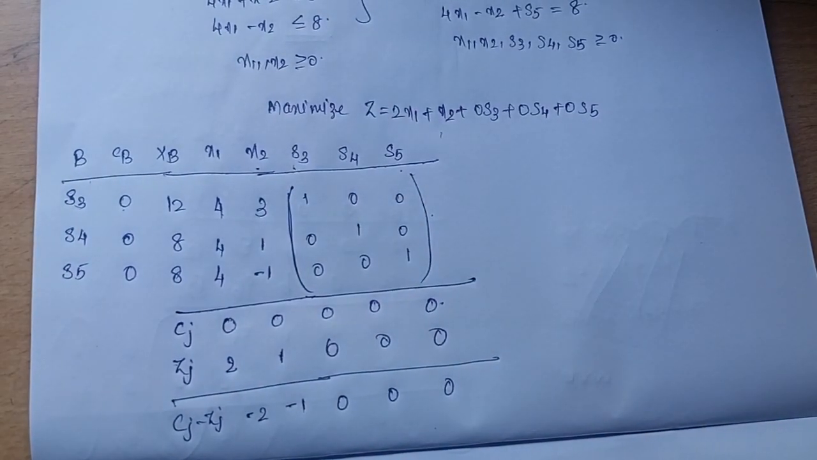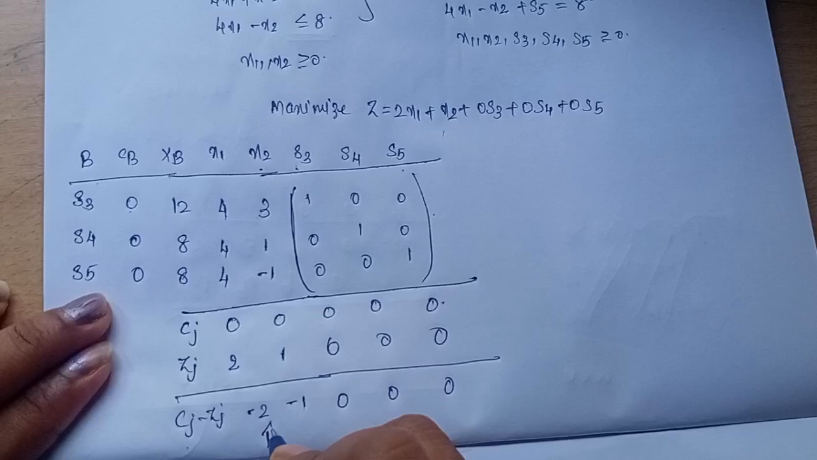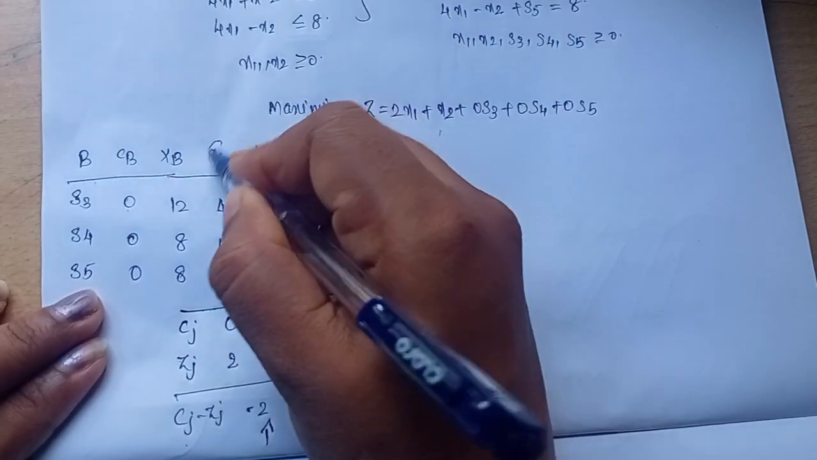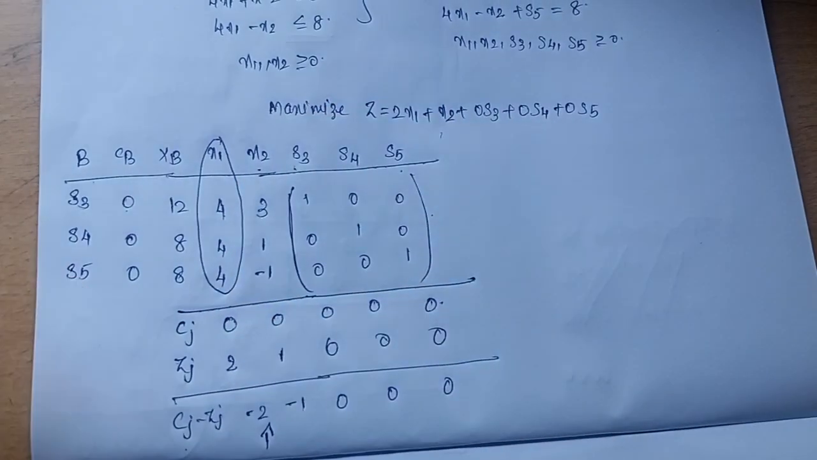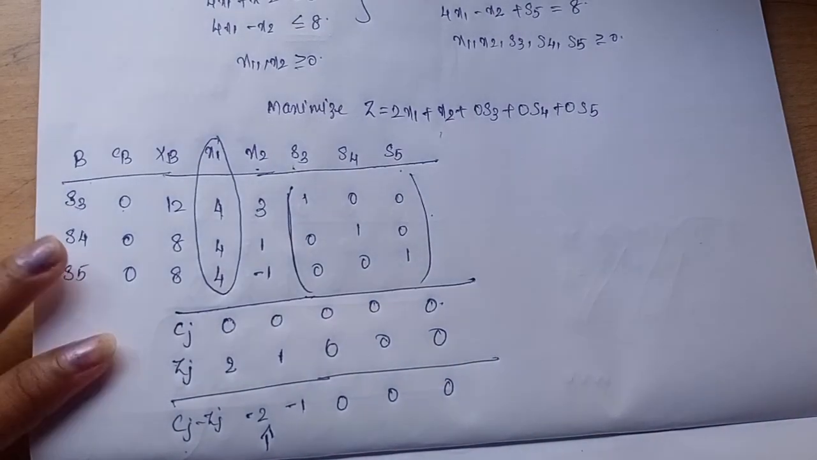So here Cj minus Zj has negative values. Not all the values are zeros or positives. Therefore, the solution is not optimal. So we want to continue the iteration process. For this, we choose the minimum value of Cj minus Zj. The most negative value of Cj minus Zj is minus 2. The column corresponding to this minimum value is x1, which is the key column or the entering variable. Now we are going to find the leaving variable.